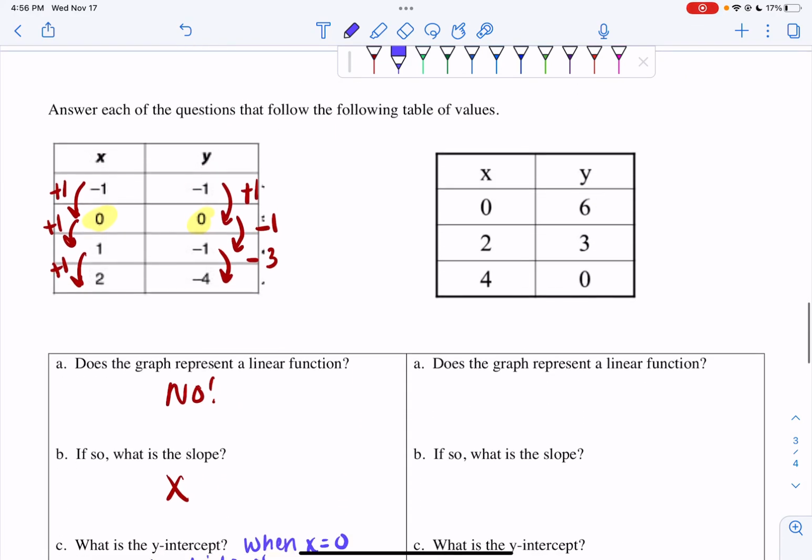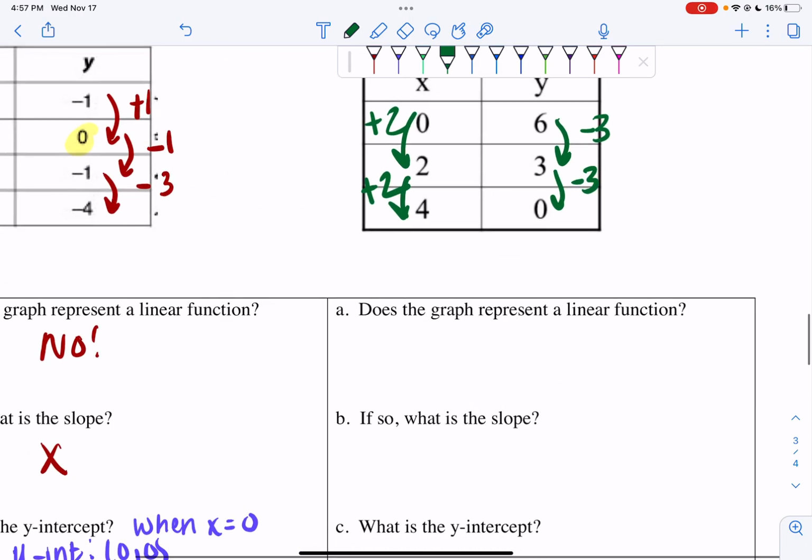A, does this represent a linear function? It should say table of values. To go from 6 to 3, I subtract 3. 3 to 0, I subtract 3. 0 to 2, I add 2. 2 to 4, I add 2. So this is linear because my rate of change is constant. So this does represent a linear function.